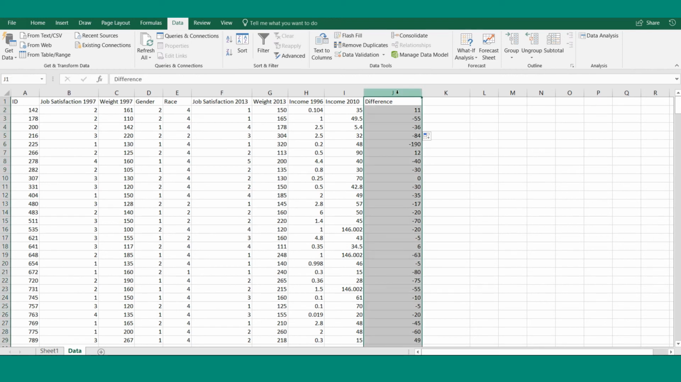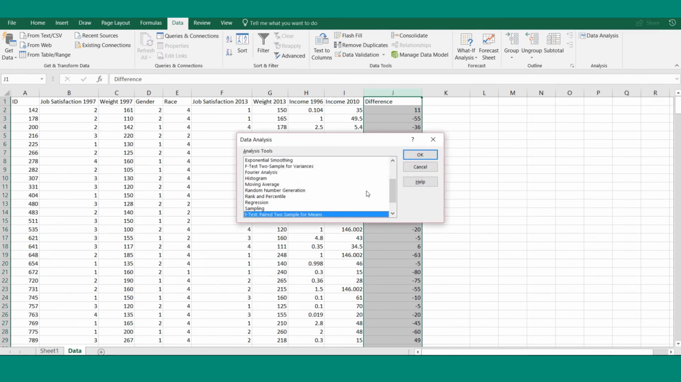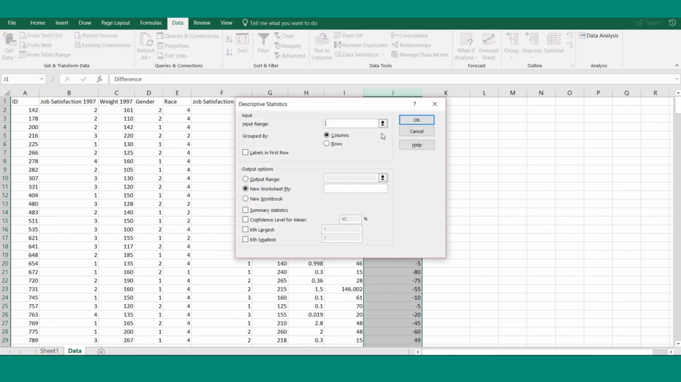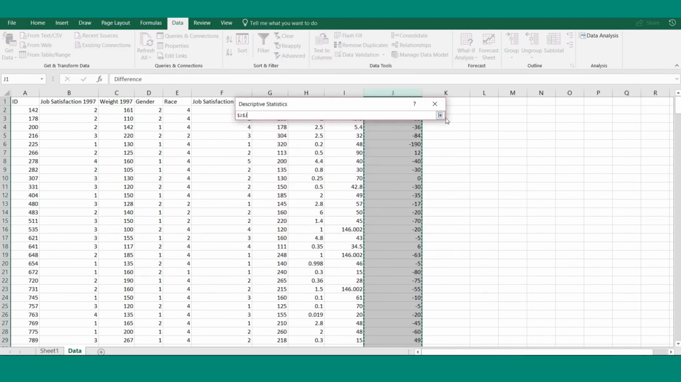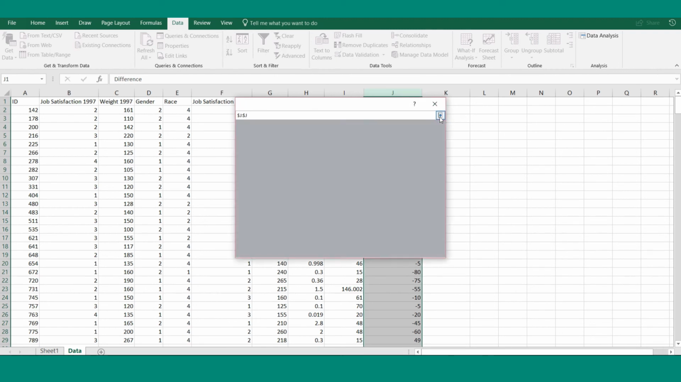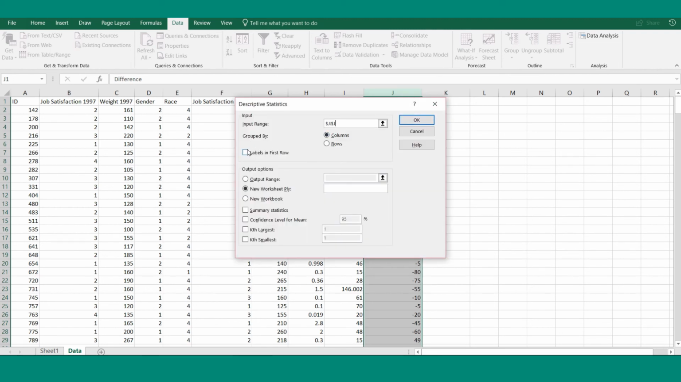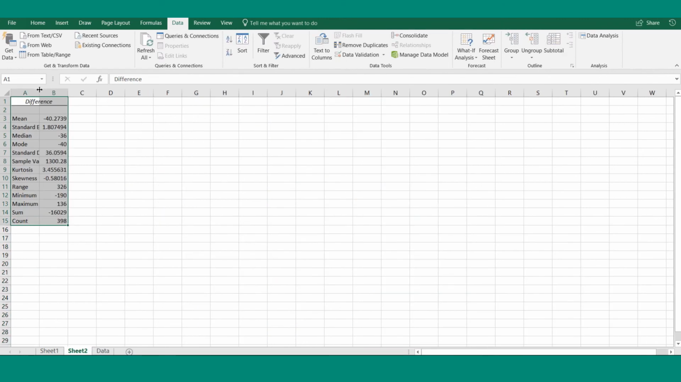Alright. So then what I'm going to do is get the descriptive statistics for the difference scores. So I'm going to go to data analysis. We've done this before for other variables. And go to descriptive statistics, press OK. Input range, and I'm just going to highlight the whole column of difference scores. So it should be J for me. And group by columns, and I had a label of difference there. And then I'm going to put it in a new tab. Don't want to leave that. And I'm going to check summary statistics. Press OK. Great. We got that pretty quickly.